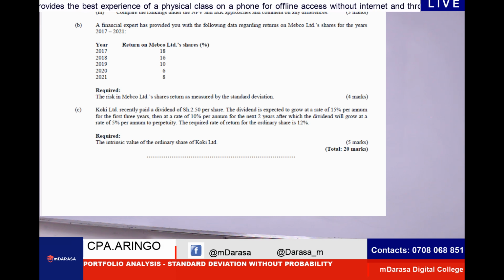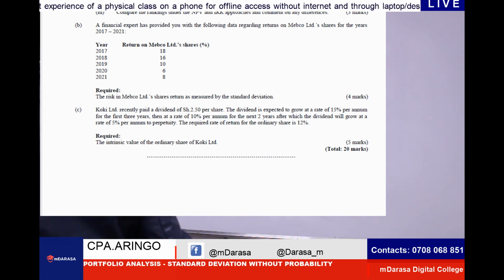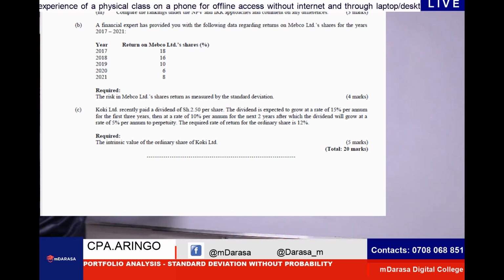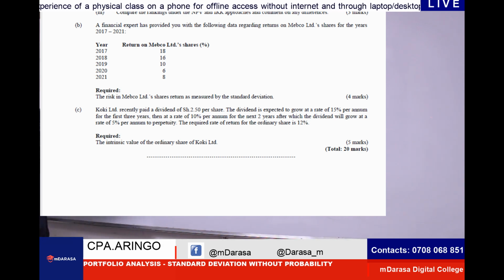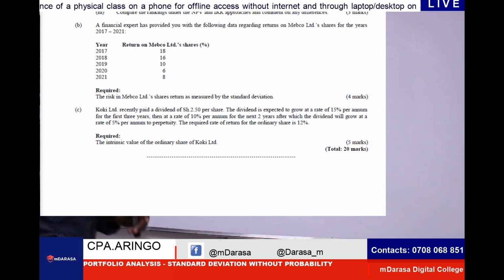Then required here, our good examiner wants us to determine the risk in Mebco Limited's shares return as measured by the standard deviation. But you can all see that we are not given probabilities. So the question will be, how will you work it out? If you're not given probabilities, how will you maneuver through the question?